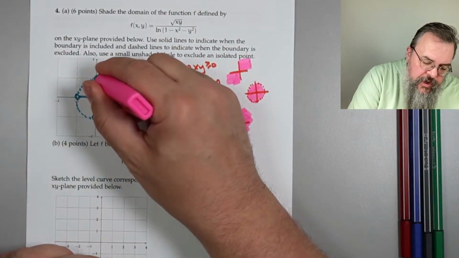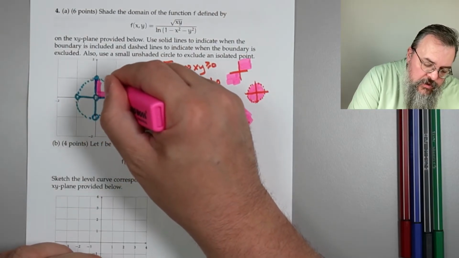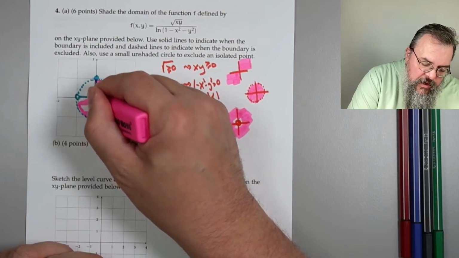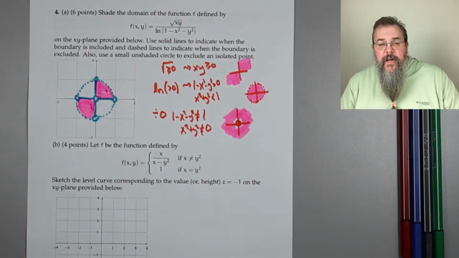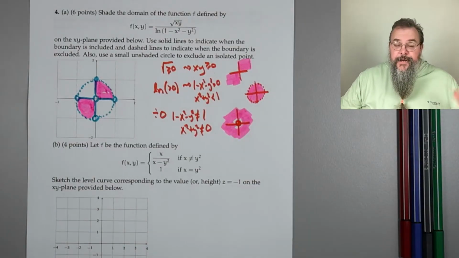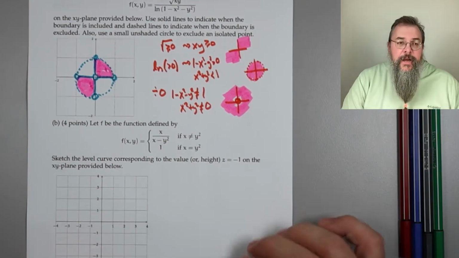I drew extra dotted lines, which I don't need, because we are only going into the first and the third quadrant. That's okay. They'll know what I mean, because the dotted lines mean I'm not including it anyways. All right, and well, there you go. Okay, there's our domain. It's kind of a fun picture. Part B.